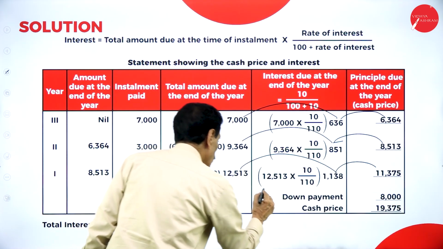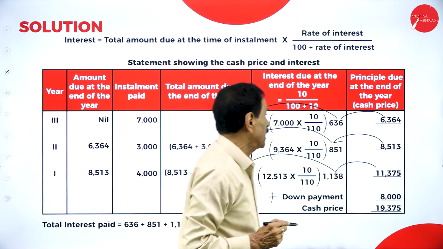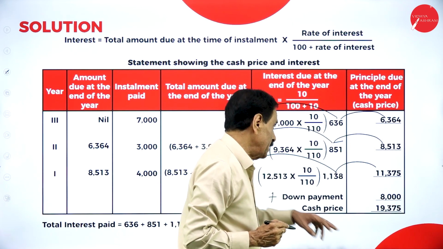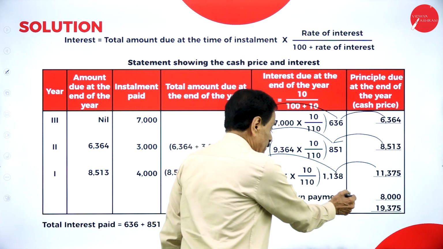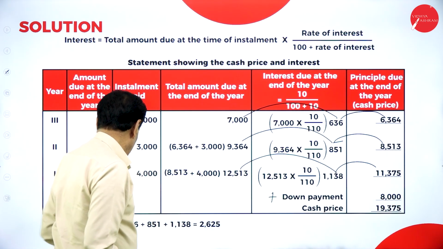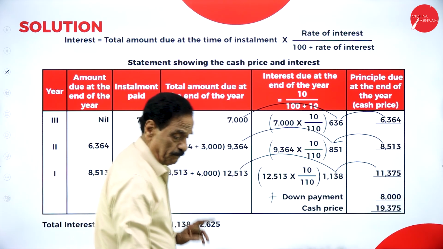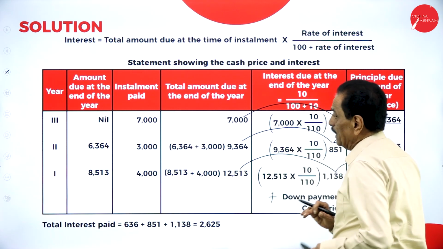11,375. Add the down payment. This is your cash price, principal money due at the end of each year. Add 8,000, total cash price becomes 19,375 plus interest for 1, 2, 3, 4 installments is 2,625. This is the method. Shall I repeat?